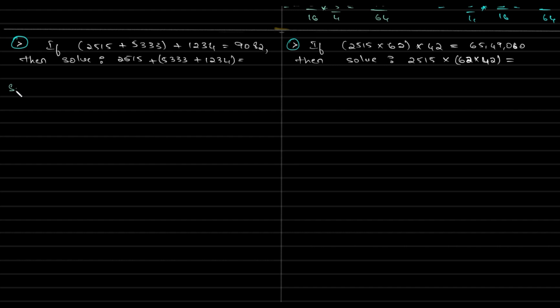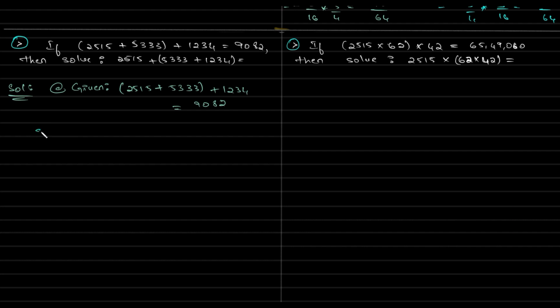So I'm waiting for you guys to pause and try it out. In the first question, it's given that the addition between these two numbers, and post that if I add it with 1234, I'll get 9082.